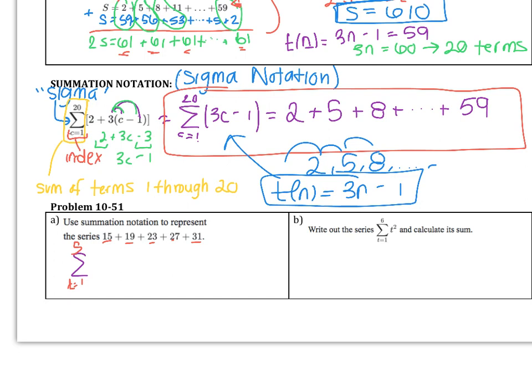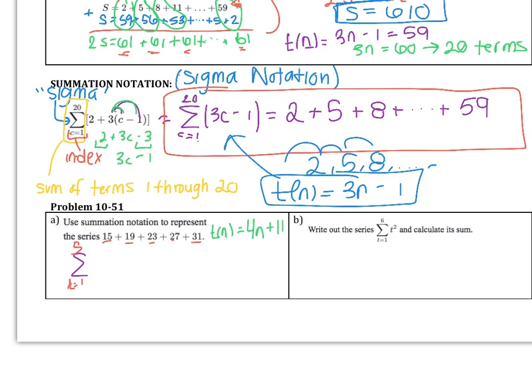So jumping back down to 51, this sequence here would be T of n. And let's look at how it's changing. We go 15, 19, 23, 27, 31. So that's increasing by 4. So T of n equals 4n, and what is that 0th term? Well, if I go backwards, 4 from 15, that would be 11.